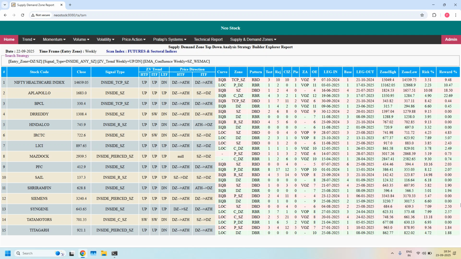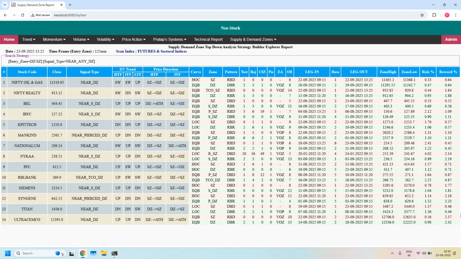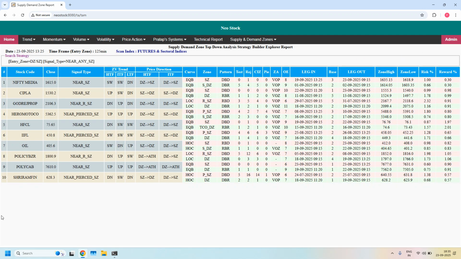Next time frame daily already generated in the beginning of the report. So the next time frame is 125 minutes. Stocks near to the 125 minutes demand zone. We got 14 stocks. Next, stocks near to the 125 minutes supply zone. We got 10 stocks.